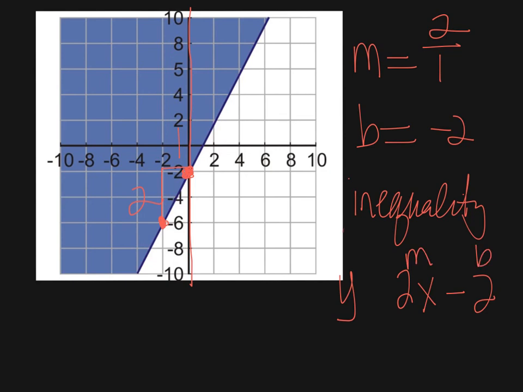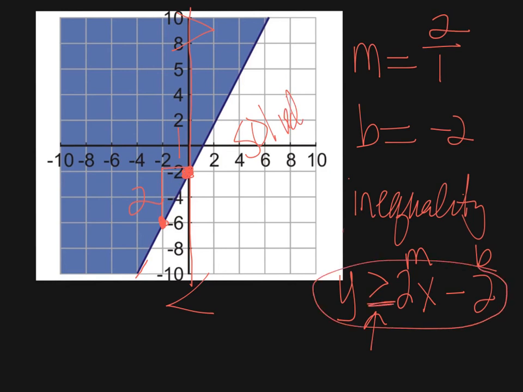Now what I need to decide is what inequality goes there. So remember, we have a greater than up high, less than. So which side is shaded is the greater than side. So I'm going to use greater than. And if you look, it is a solid line. So that means I'm going to have an or equal to. Okay, and then there's my line.